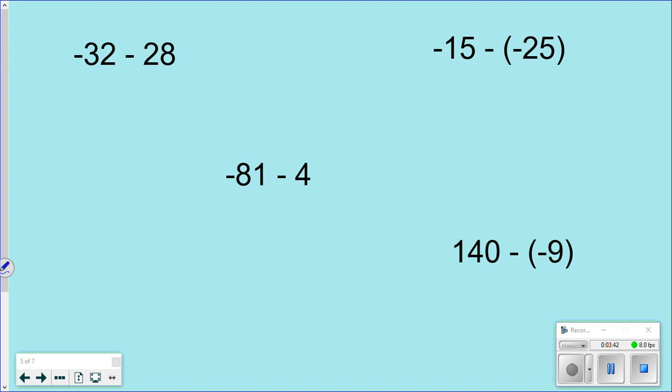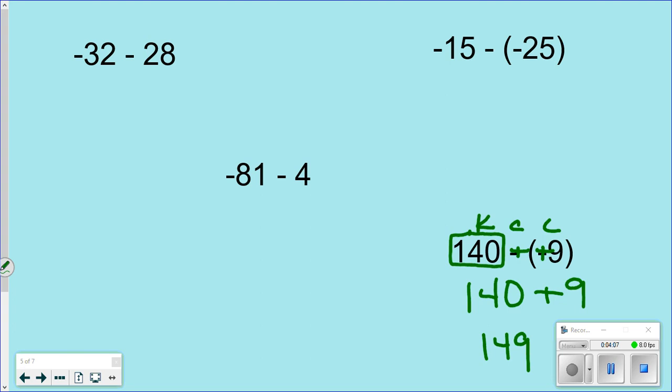Okay, let's do another. Let's do 140 minus 9. We'll do the one down here. So I'm going to keep, change. Everything's just a tad slow. Okay, so I'm going to keep this, change this. My new problem is 140 plus 9. I get 149.